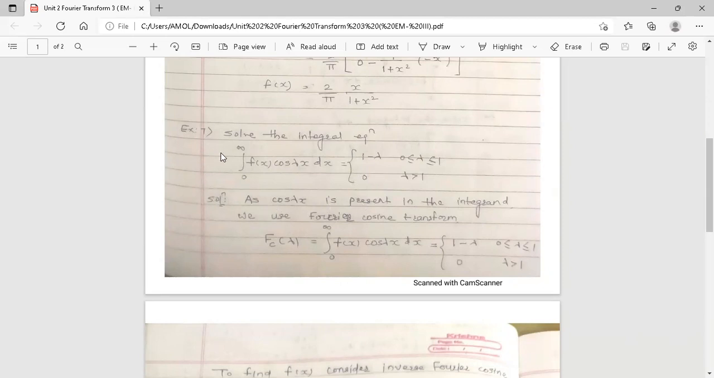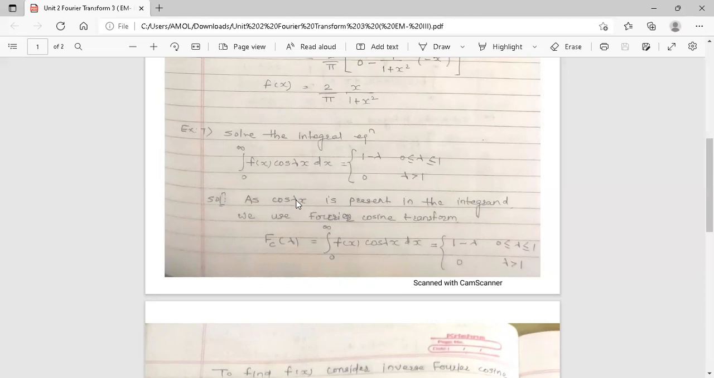See what is the RHS, what is the LHS term of the integral equation. Integration of 0 to infinity f of x cos lambda x dx. This is definitely an integral, so we can change the variable here. If we replace x by u, the LHS will be integration of 0 to infinity f of u cos lambda u du. This is nothing but the formula of Fourier cosine transform, and its value is given, and it is defined in two intervals from 0 to 1 and 1 to infinity.